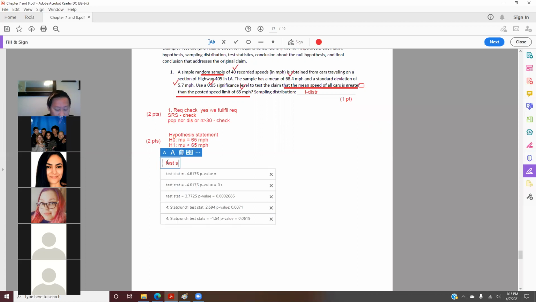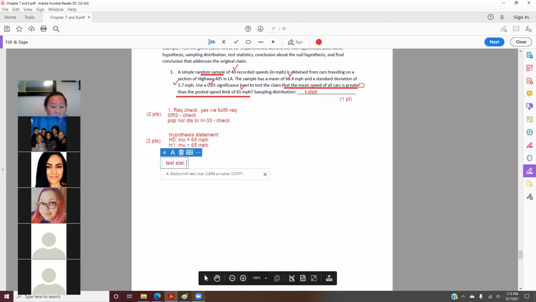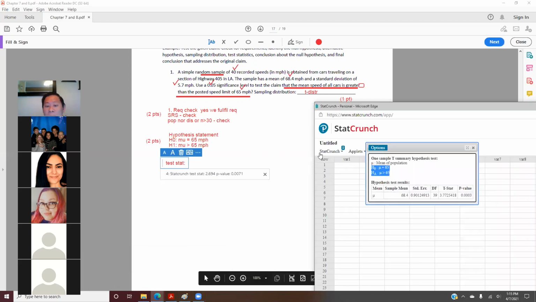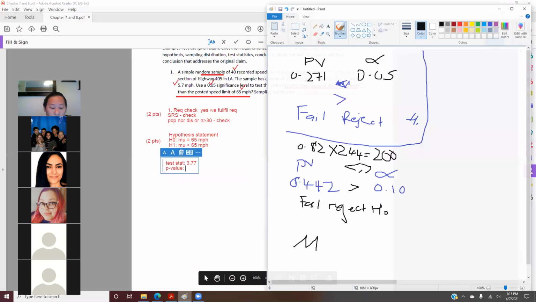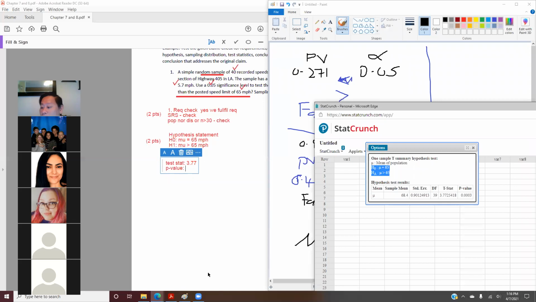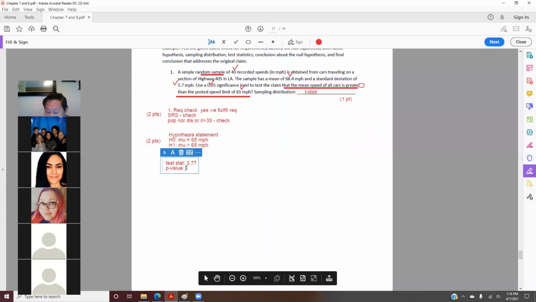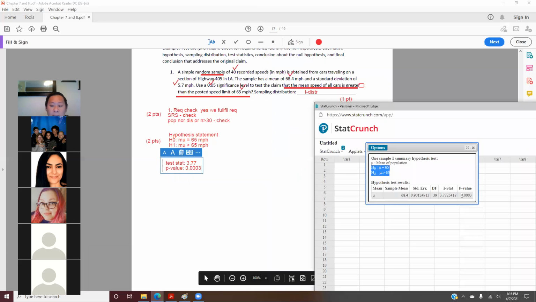The test statistic in this case is 3.77. Two to three decimal places is fine. The p-value is 0.0003. Just copy this p-value. These are the two important numbers you'll be using here.